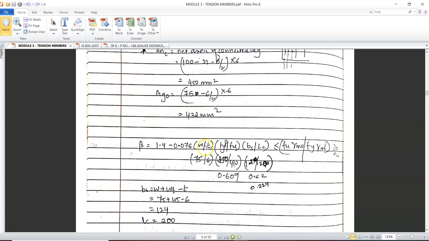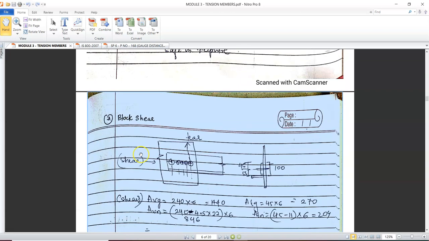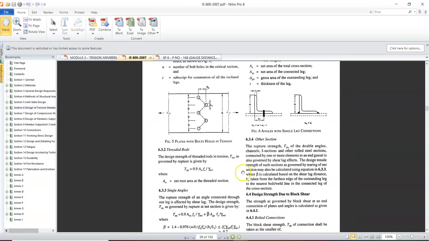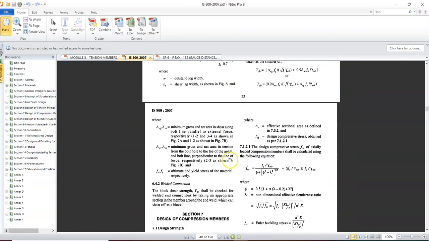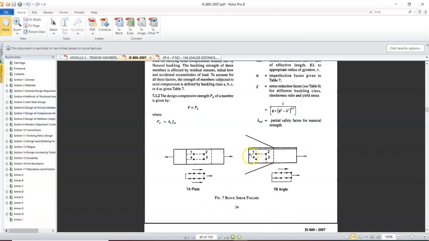With that, the rupture strength we were getting is 235 kilonewton, which is greater than 225. So therefore, it is safe in rupture also. Now coming to the block shear, this is how the block shear takes place. Referring to IS 800 2007, page number 34, this figure, you can see the block shear takes place.